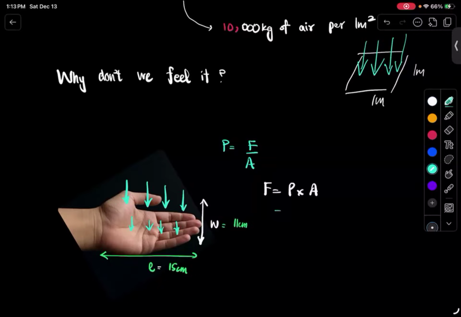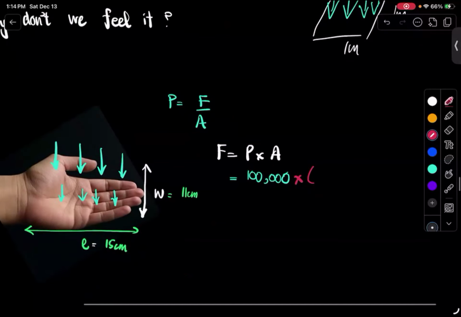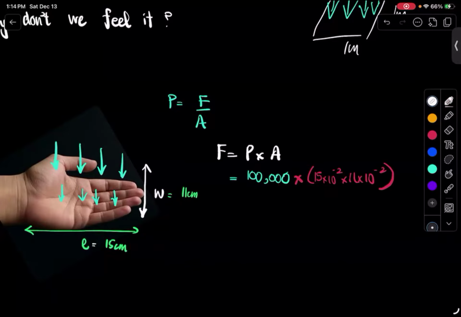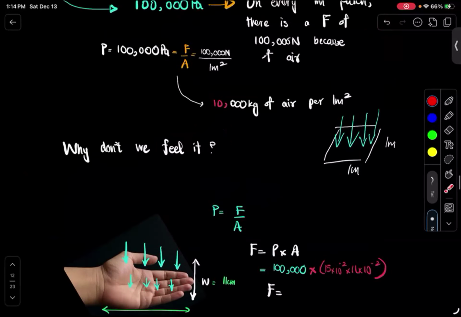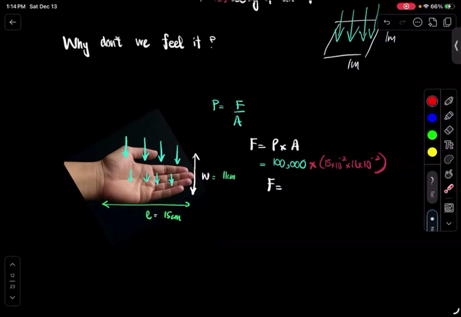What is the pressure due to air? 100,000 pascals. What is the area of your hand? Can't you just assume that this is a rectangle and multiply length into breadth? Yes. So that means 15 into 10 to the power minus 2 multiplied by 11 into 10 to the power minus 2. I will calculate the force on your hand, right? Because this was a large patch of 1 meter square, but your hand is obviously much smaller. It has a smaller area.